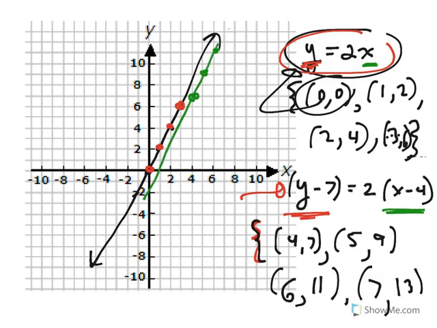And when I connect those, I see I have this line that's parallel to the original. Notice how every point in that line has moved so that it is 4 to the right of what it used to be, and 7 above. This is going to lead us to something called the point-slope form of a line.